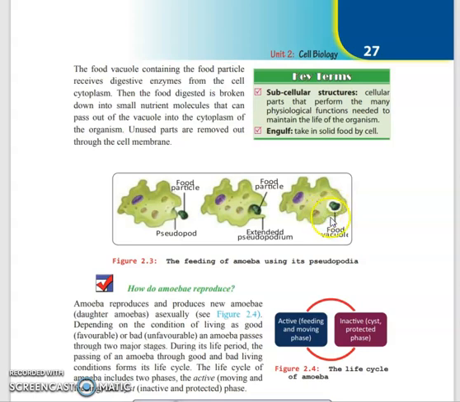Subcellular structure: cellular parts that perform the many physiological functions needed to maintain the life of an organism.